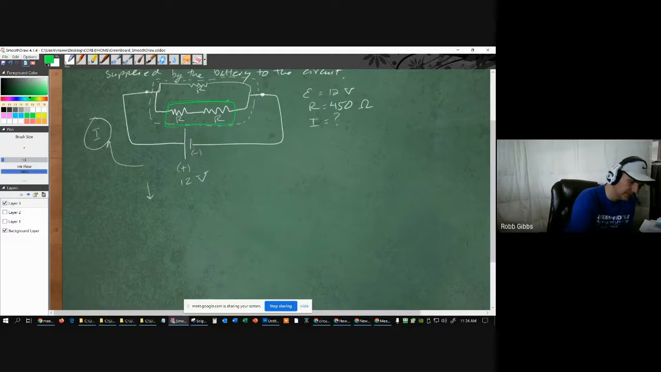Because these are in series, we can then draw our circuit as a parallel circuit with only two resistors, where this resistance here, R1, is going to be given by the total resistance in a series circuit. So that's R plus R, or 2R. The resistance here is just R, as it is up here.